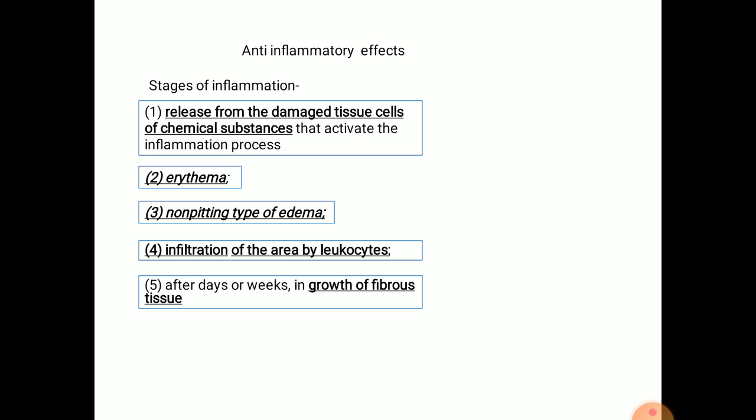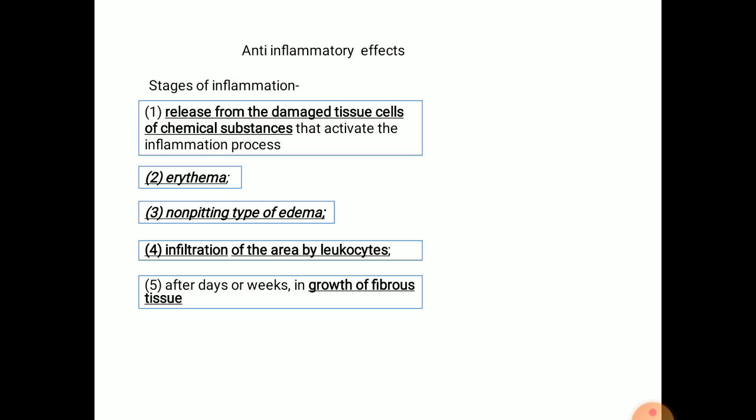Before starting the anti-inflammatory effect of the glucocorticoid, first we see the stages of the inflammation. There are 5 stages of the inflammation. First of all, when there is damage to the tissue cells, it causes the release of various chemical substances and that activates the inflammatory procedure. The chemical substances that are released are mainly the histamine, bradykinin, proteolytic enzymes, prostaglandin and leukotrienes.